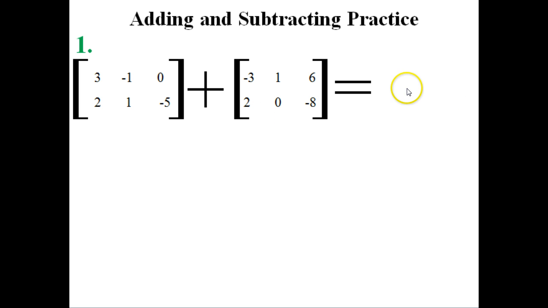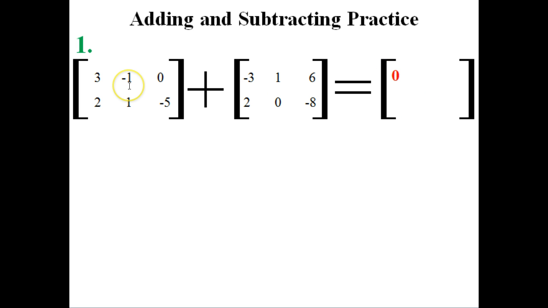So our answer here is going to be a 2 by 3 matrix. And the key components here, we're going to add the positions or the numbers that are in the same position in each matrix. So I've got a 3 here in the upper left-hand corner. So this one's in the upper left. I've got to combine that with the upper left. So 3 plus negative 3, this is in the upper left. So I'm going to create this new matrix, and I'm going to write my answer in the upper left. 3 plus negative 3 is 0, so I write that in the upper left.